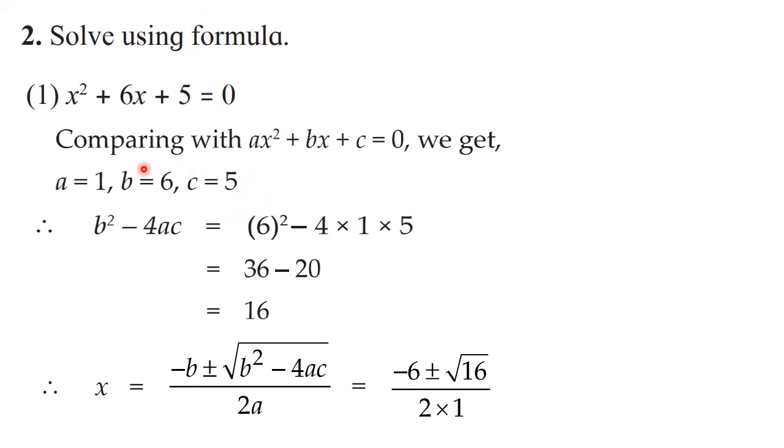Now see how the 2 marks are divided. When you write this, you are going to get half mark. For this particular part you don't have any marks. For the formula you have half mark, for substitution you have half mark, and half mark is for your final answer. Okay.